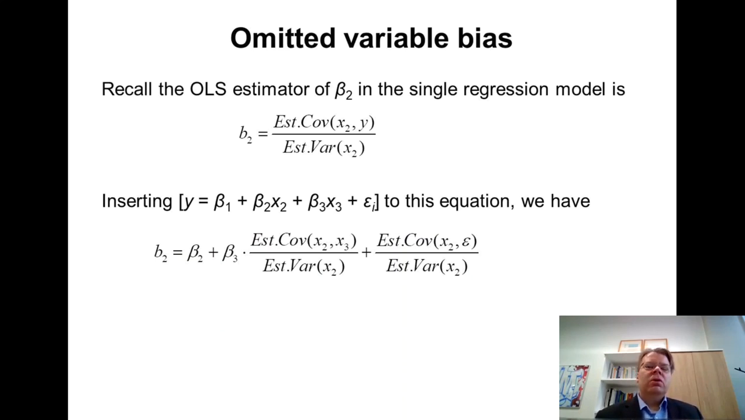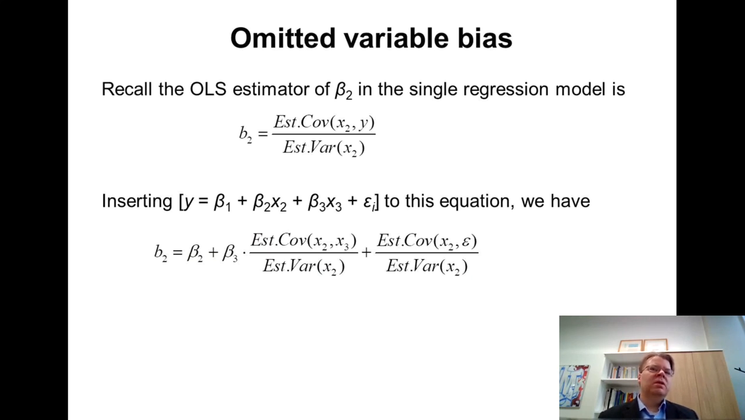So now we need to recall some results from the previous lesson. Firstly, remember that in the single regression case, we calculate this estimated slope coefficient B2 as the ratio of the sample covariance of X2 and Y and the sample variance of X2. To gain some insight on the omitted variable bias, now we can insert again this correct model specification in place of Y. Notice now that our single regression model is no longer correctly specified, in contrast to how we studied the bias, for example. So now we insert this model specification where X3 is also present. So this gives us this additional component to the equation.